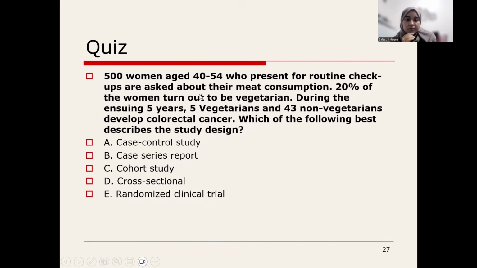Again, 500 women aged 40 to 54 present for routine checkups and are asked about their meat consumption. 20% turn out to be vegetarian. During the ensuing 5 years, 5 vegetarians and 43 non-vegetarians develop colorectal cancer. Which of the following best describes the study design?